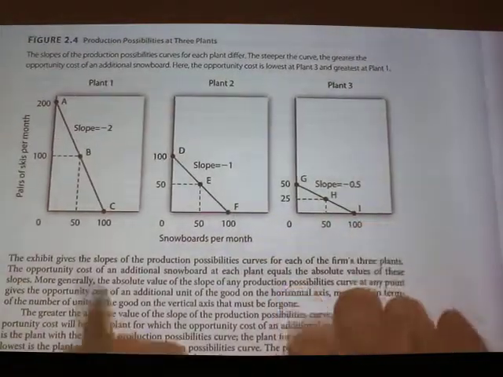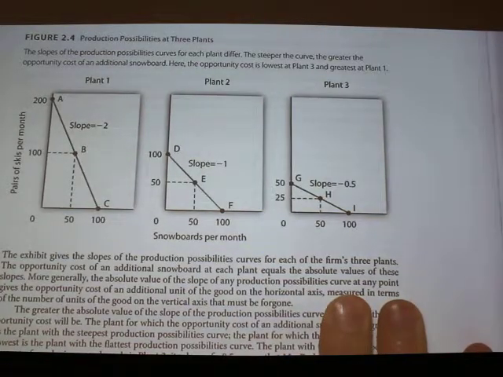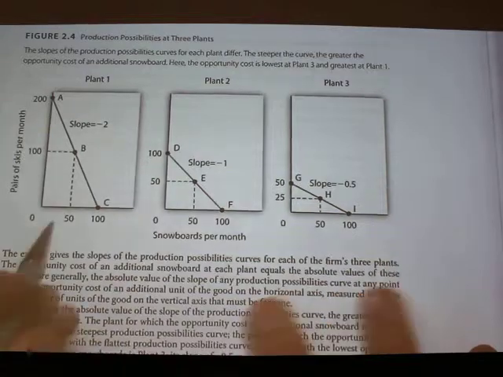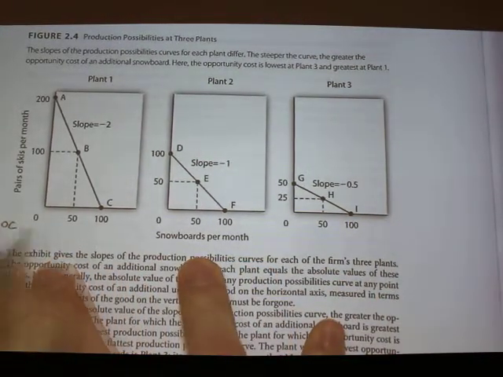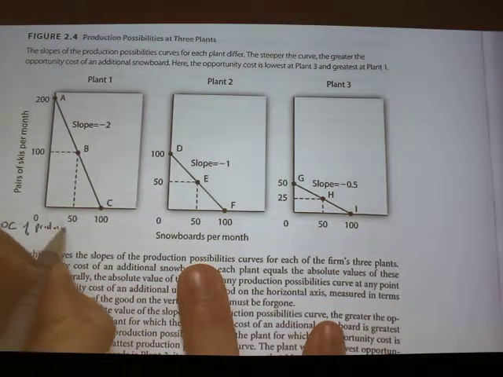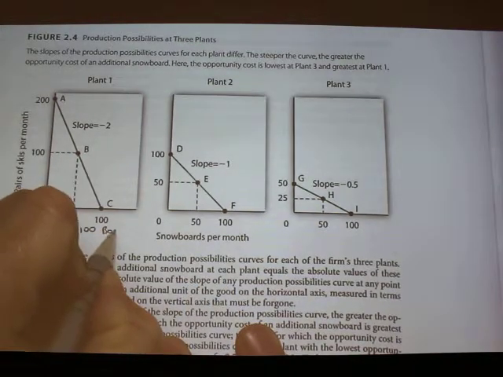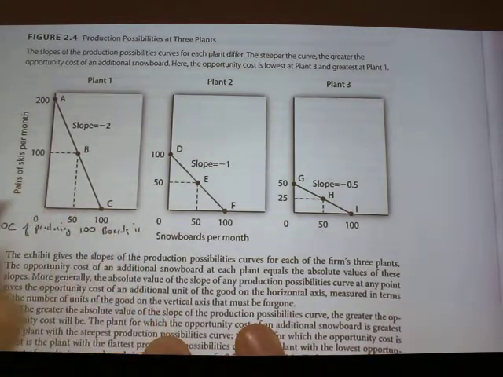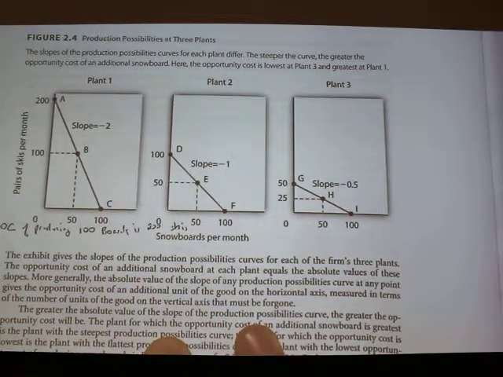Okay, you see, you can just calculate the slope of the line. It's one way to determine the opportunity cost. But sometimes it's helpful to write it out. The opportunity cost of 100 boards is 200 skis. Now, let's say we just want to know the opportunity cost of producing one snowboard.